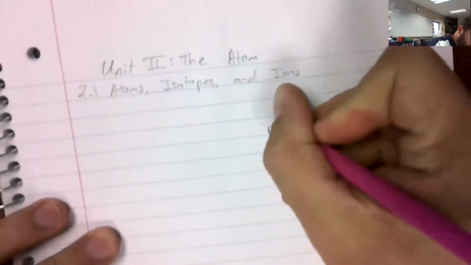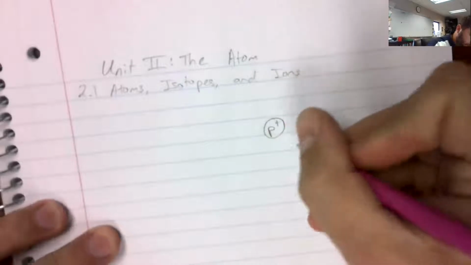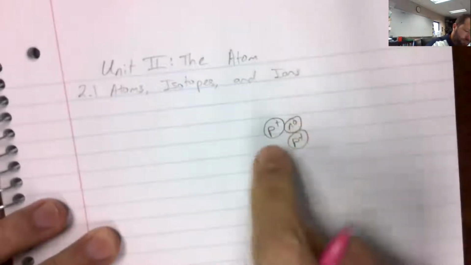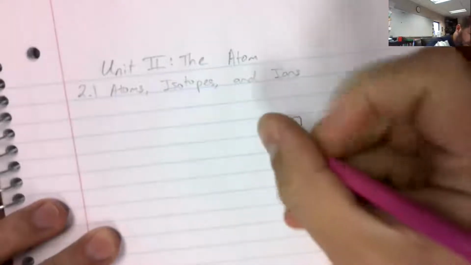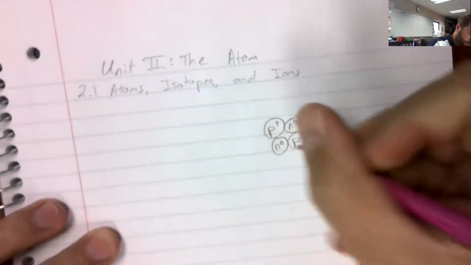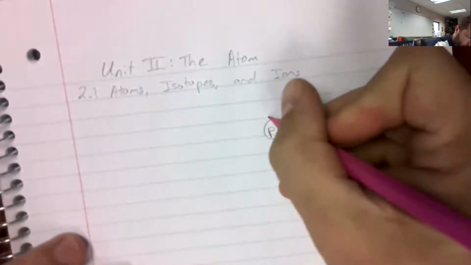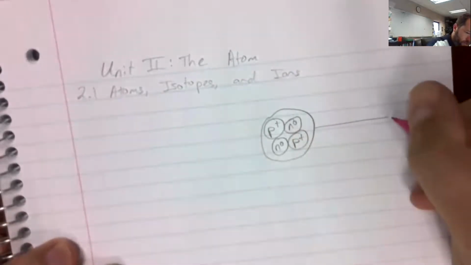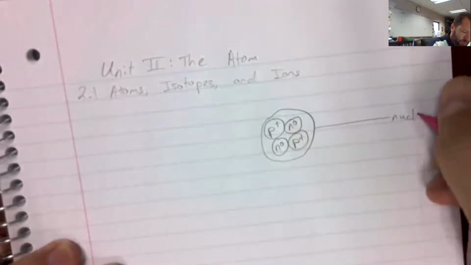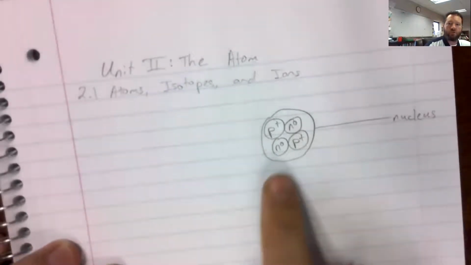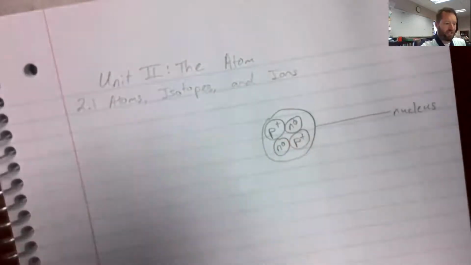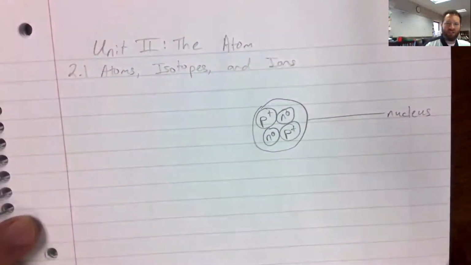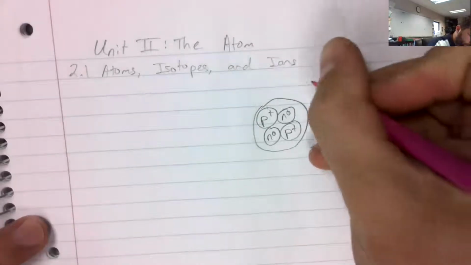So I'm going to start by drawing an atom as best as I can, which is not very good. So I've got these P positives in the circle and N zeros. Those are all kind of in the middle there. We're going to call this middle area the nucleus. So the nucleus contains the protons and the neutrons. So P positives and N zeros. We'll talk about those in just a minute.